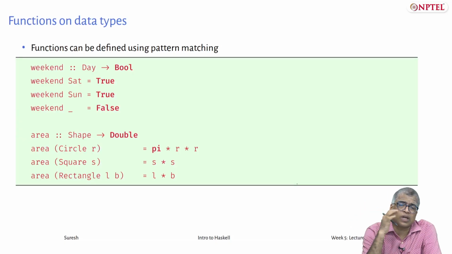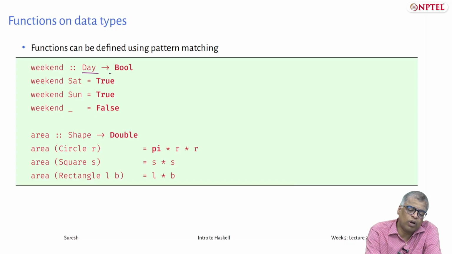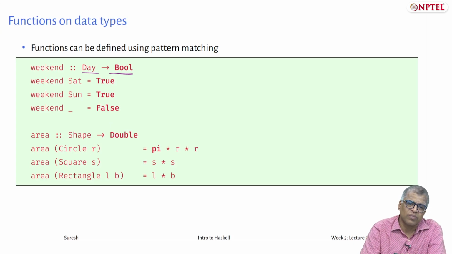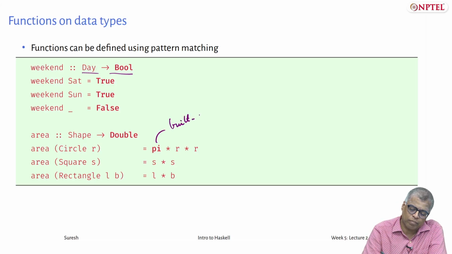Now, just like you defined functions using pattern matching on the basic types, you can also define functions on your user defined types using pattern matching. Here is a function weekend, it's of type Day -> Bool. weekend Saturday is True, weekend Sunday is True, weekend anything else is False. Area, Shape -> Double. area (Circle r) is pi times r times r, pi is built in, part of Prelude. It's of type Double.